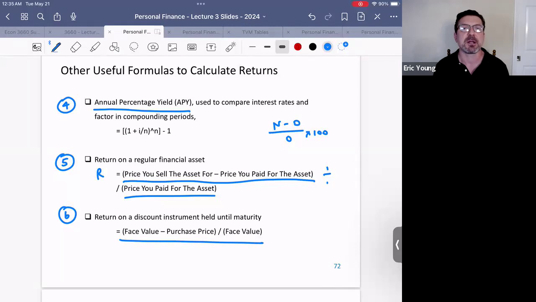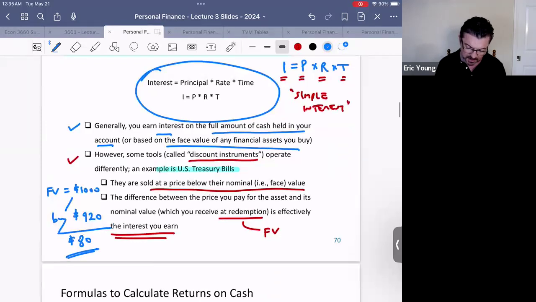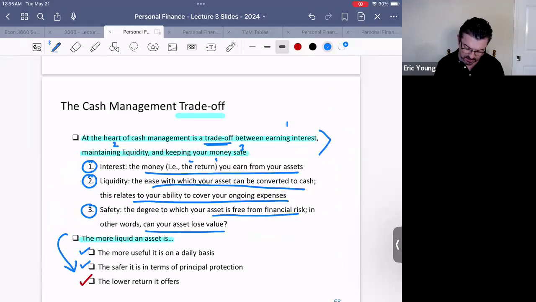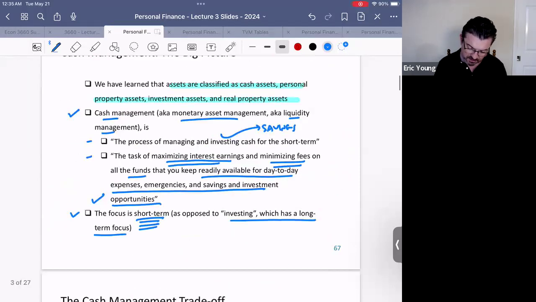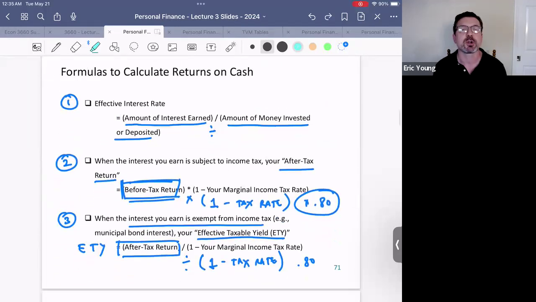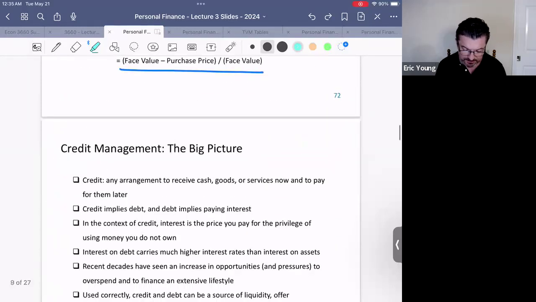The big idea here is that cash management is all about maximizing your earnings and minimizing fees. To maximize your earnings, you simply take the return or the effective interest rate on your different options and compare them. And if they have similar risk, you gravitate toward the asset with the higher return. And that, my friends, is cash management.